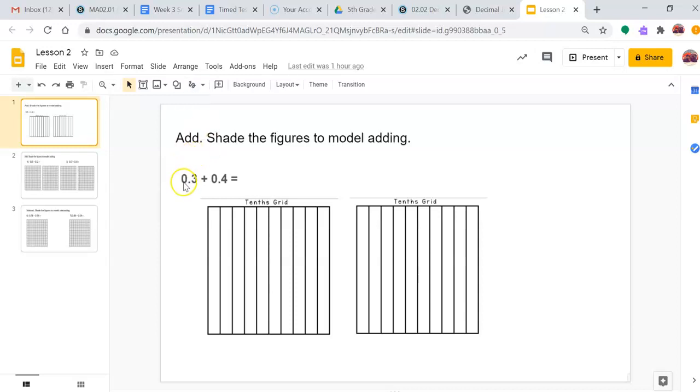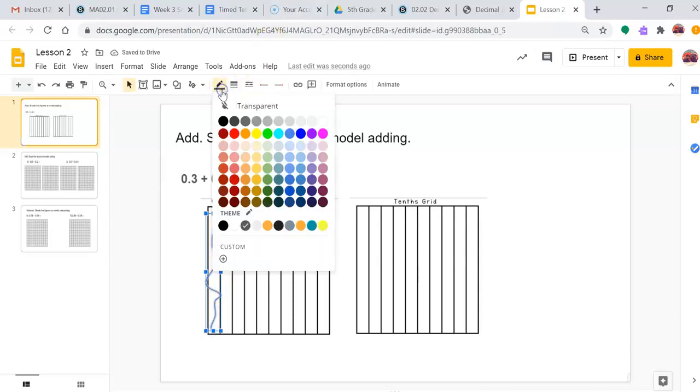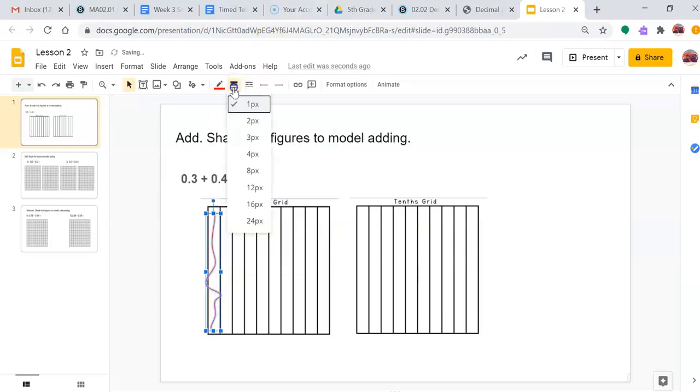So I am adding 0 and 3/10 plus 0 and 4/10. Okay, so I'm going to show this on my tenths grid. Again, I'm going to use my scribble and I'm going to shade in. This is broken into 10 pieces. So since it's tenths, I'm going to shade in 3 of those tenths. Like I said, bear with me. I'm going to make it a color so you can see it, and a little bit thicker so that it kind of wiggles in there, okay?